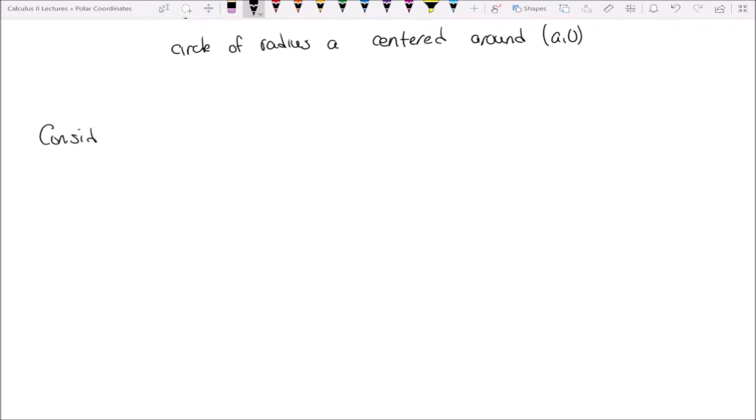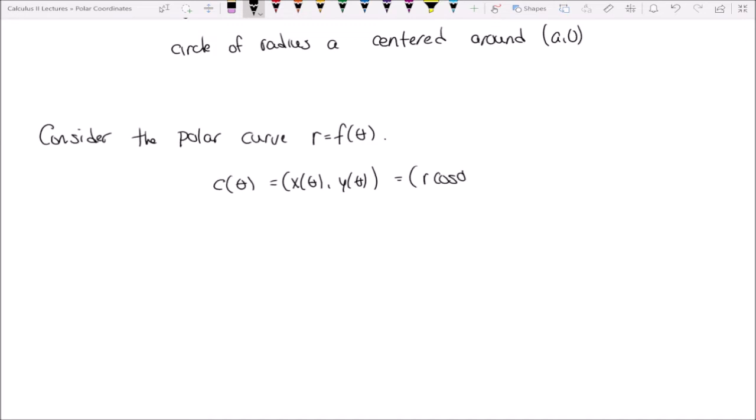Consider the polar curve r equals some function of theta. We're going to have parameterization c of theta, x of theta comma y of theta, which is r times cosine of theta, r times sine of theta. But r is f of theta, so we get f of theta times cosine of theta, f of theta times sine of theta.